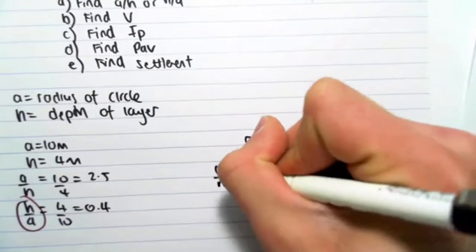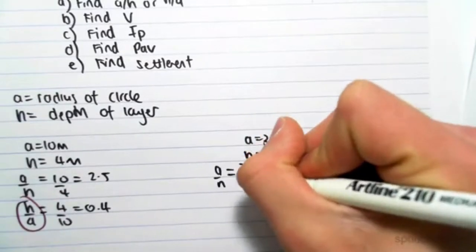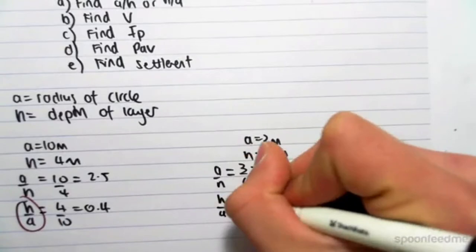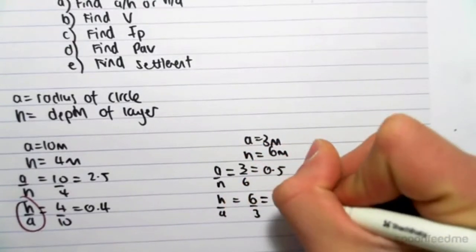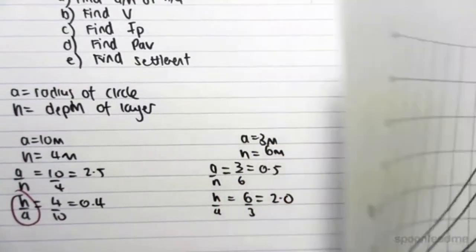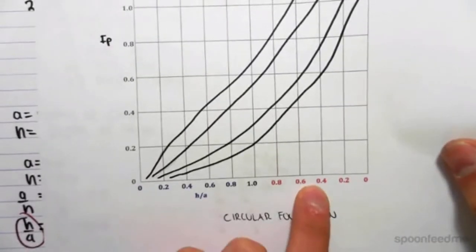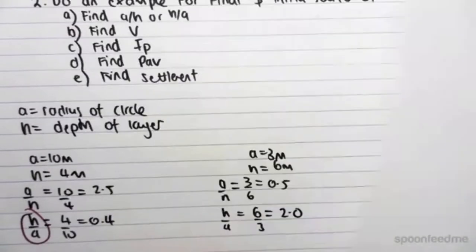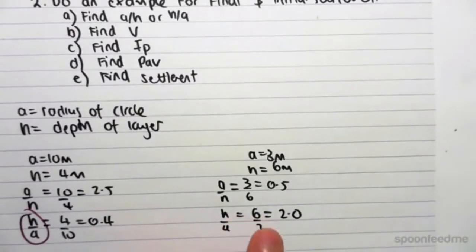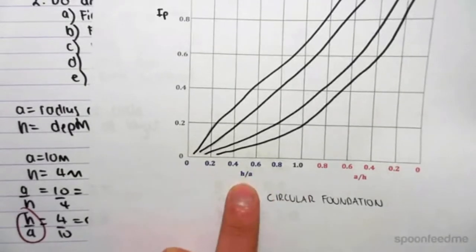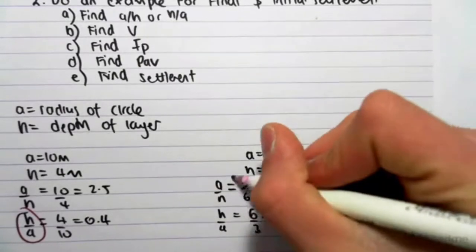This is in contrast to, say, our A equaled 3 meters and our H equaled 6 meters. So A on H would equal 3 on 6, which equals 0.5, and H on A would equal 6 on 3, which equals 2.0. A on H, 0.5, is within that range, whereas H on A, 6 on 3, 2, is not in the range, which goes from 0 to 1 for H on A, which means we'd have to use A on H.